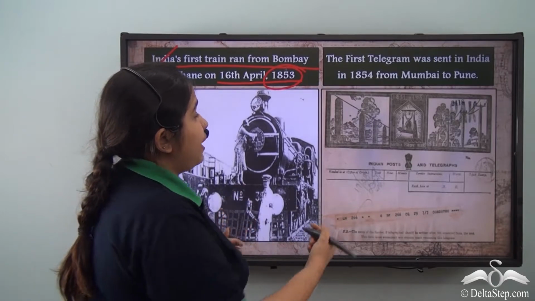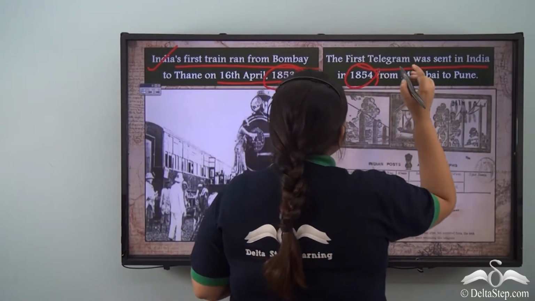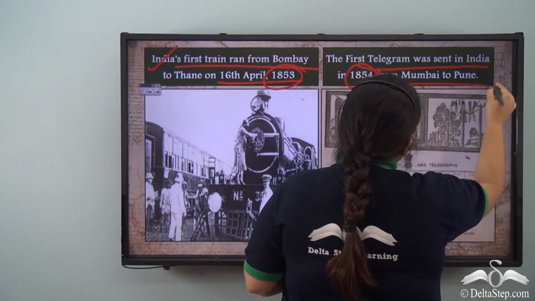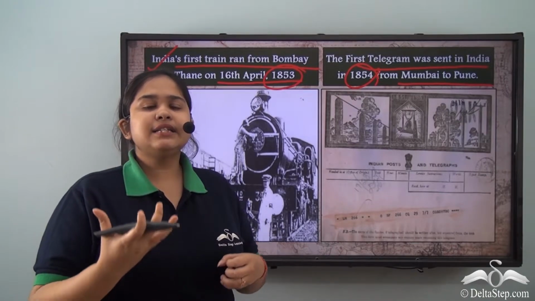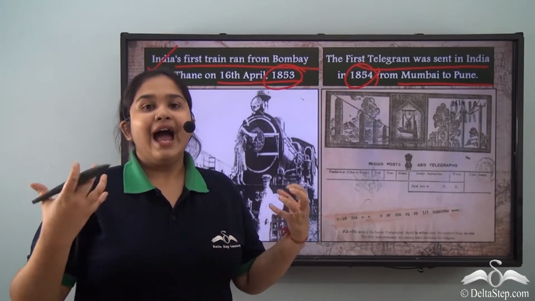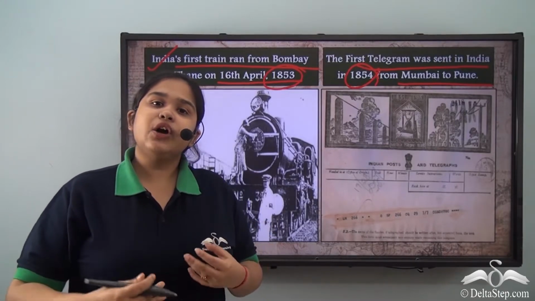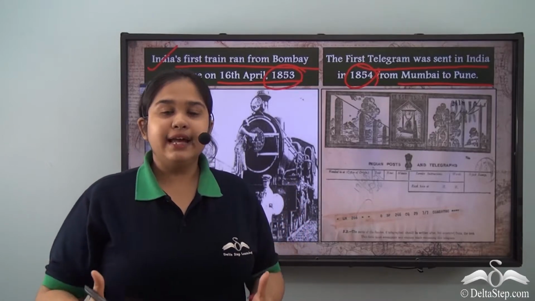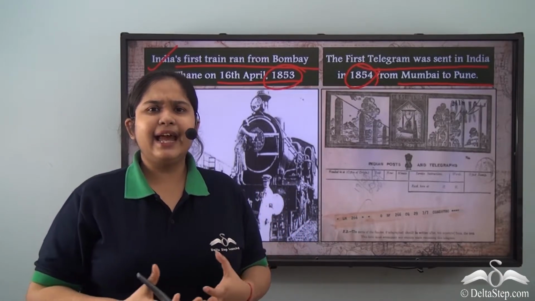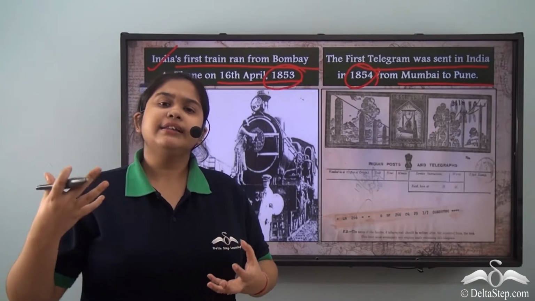Now again, when the first telegram was sent in India in 1854, which would go from Mumbai to Pune, this was seen as trying to hatch a conspiracy somehow or the other against the Indians, because they thought that the colonizers were trying to keep an eye out for them. So basically scrutinizing them and constantly keeping them under the radar.